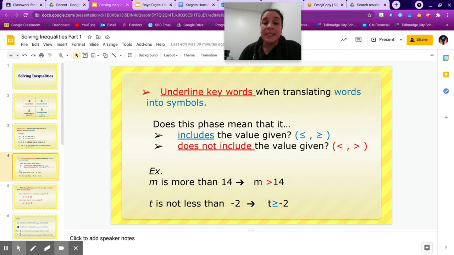The next example, t is not less than -2. That means it has to be bigger than -2. But can it equal -2? Yeah, because equaling -2 is still not less than -2. So for this example, I wrote t is greater than or equal to -2. So you always want to underline keywords. You want to ask yourself, is the value that I'm talking about included, so I need an equal, or is it not included and I just need the regular inequality symbols?